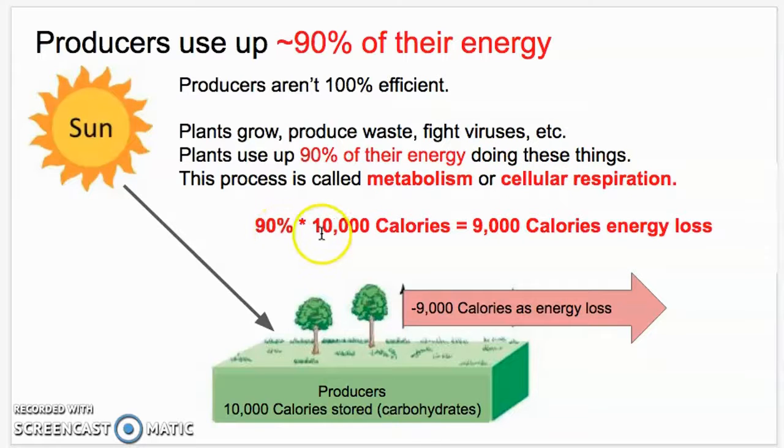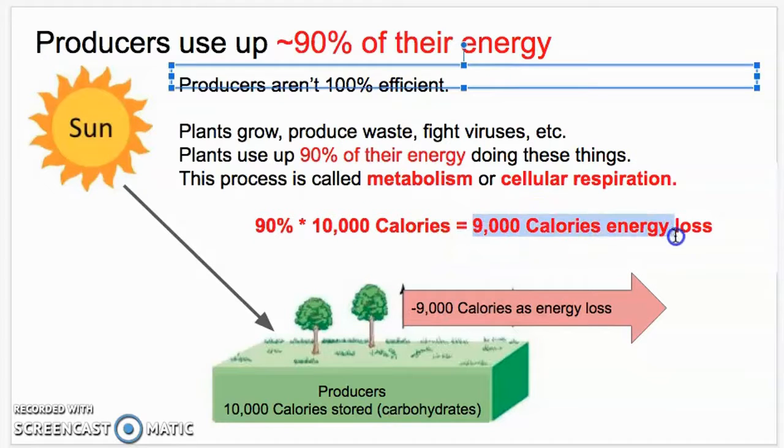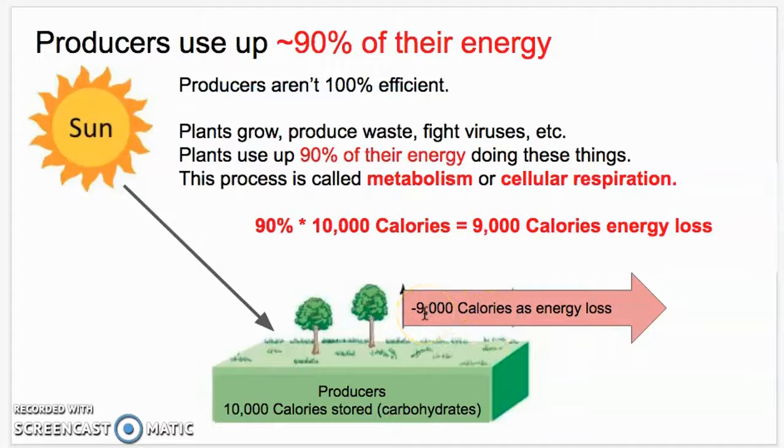So to find out how many calories they lose, we're going to take 90%, that's how much energy they lose, times 10,000 of the calories that they had, and that gives us 9,000 calories as energy loss. So here I've added an arrow showing that 9,000 calories of energy is lost.